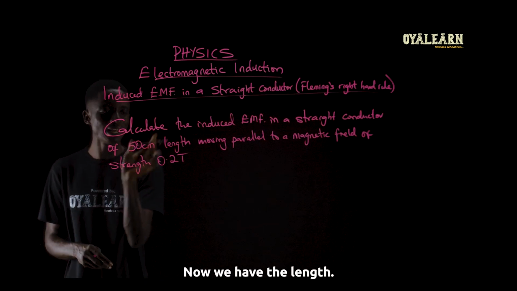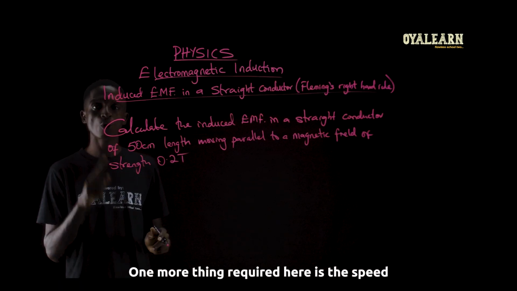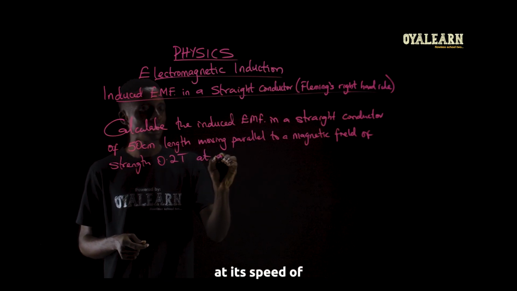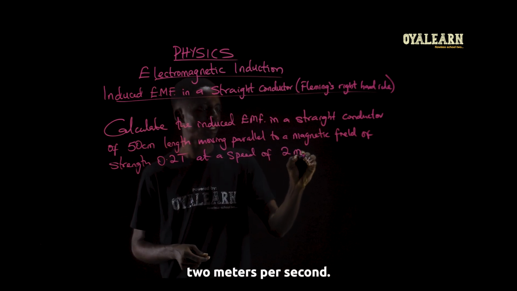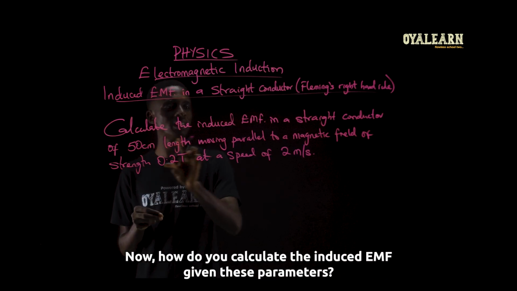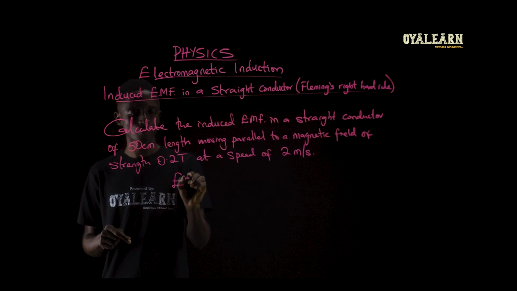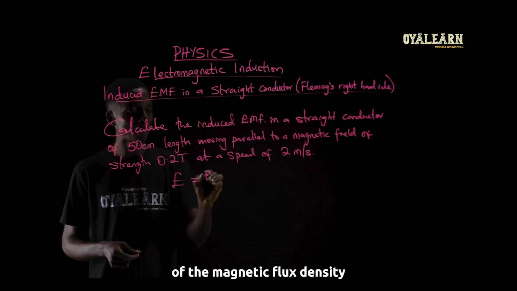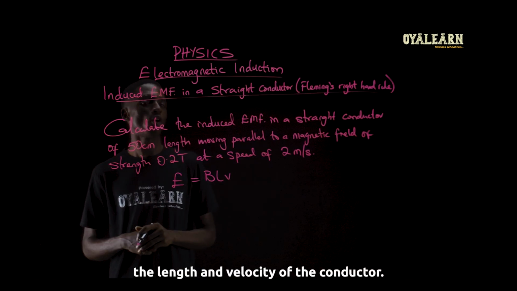Now, we have the length, we have the strength of the magnetic field. One more thing required here is the speed, at a speed of 2 meters per second. Now, how do you calculate the induced EMF given these parameters? Note that the induced EMF is given by a product of the magnetic flux density, the length, and velocity of the conductor.